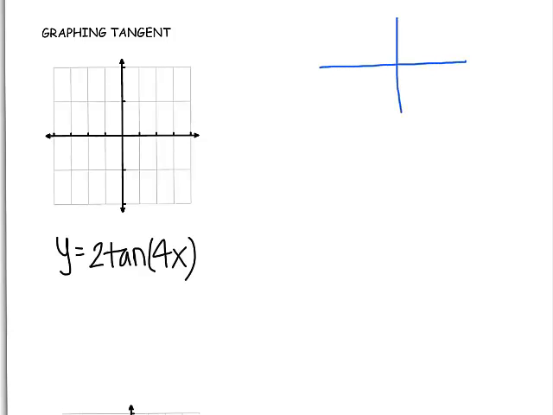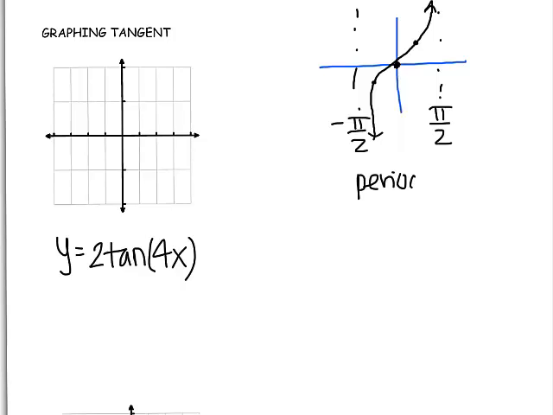So from our last video, we know that tangent has asymptotes at negative pi over 2 and pi over 2. It has a 0 at 0. Pi over 4 is 1, negative pi over 4 is negative 1, and it squiggles like this. So the period of this tangent graph is pi. That should be clear to you because this one curve here is one cycle. So to go from negative pi over 2 to positive pi over 2 is pi.